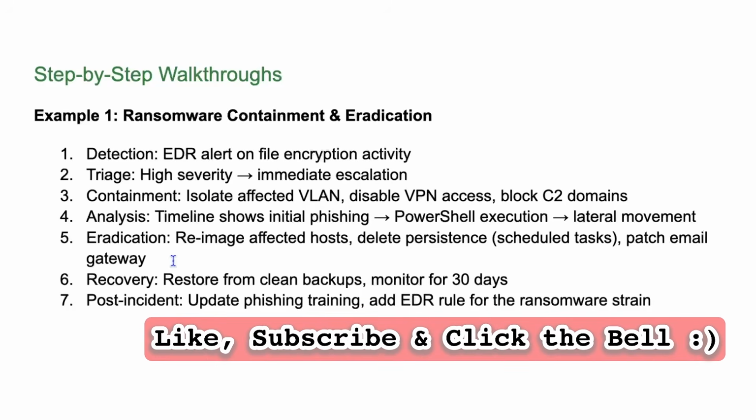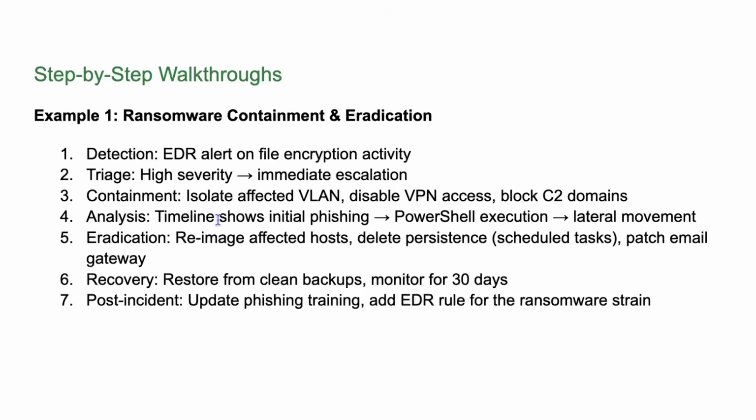Okay, real quick. Let's go through some examples for the actual walkthroughs of incident response. The first one would be the ransomware containment and eradication example. So there's ransomware that is installed on your system. You need to contain it and you need to eradicate it, basically. The detection element of this is that the endpoint detection response alert on file encryption activity came up. There's a triage that has to be done immediately when there's an alert like this, because it's very severe.